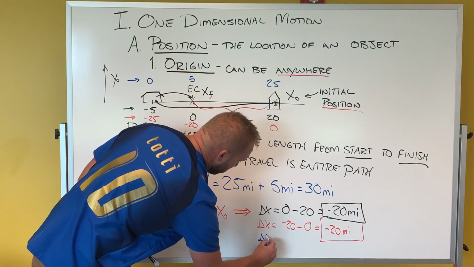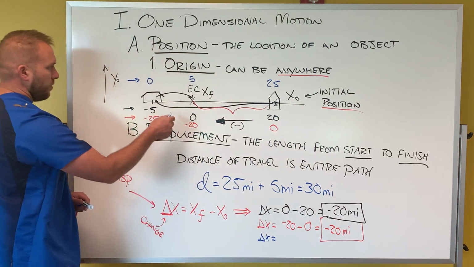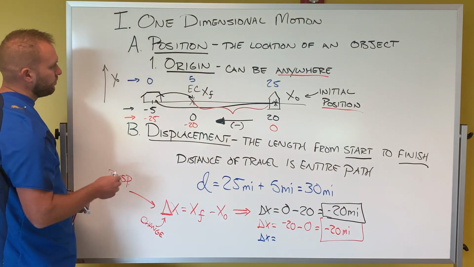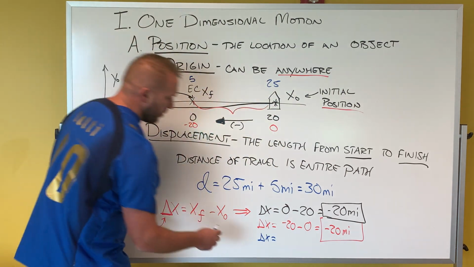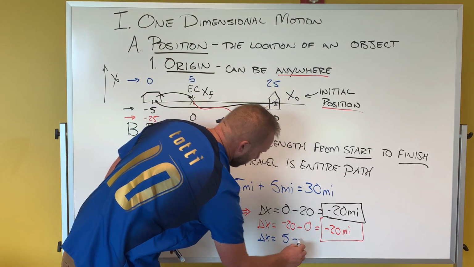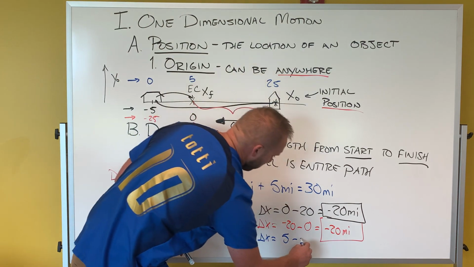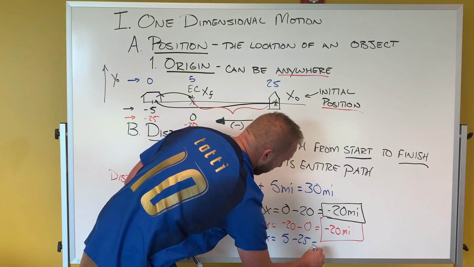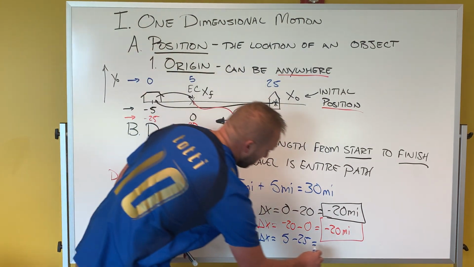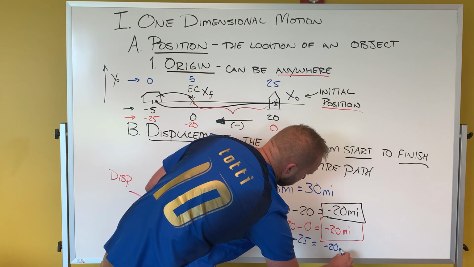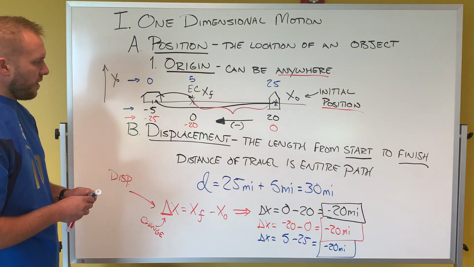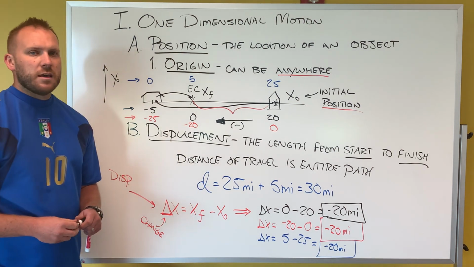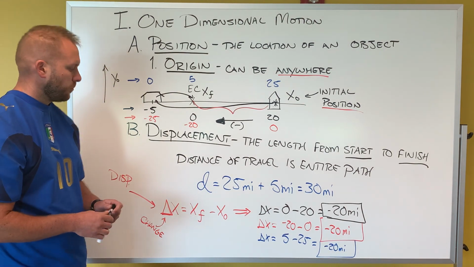I'm sure you can understand, but we'll go through it. If I chose my blue origin, what was that? The grocery store, right? My final position was 5. My initial position was 25. So 5 minus 25 is, again, negative 20. So we see, in all three of these circumstances, I get a displacement of negative 20 miles.